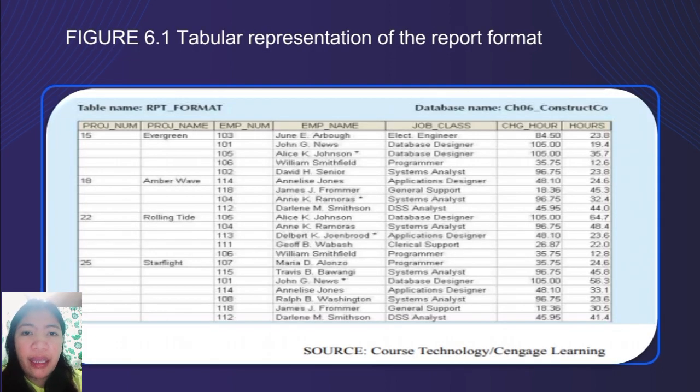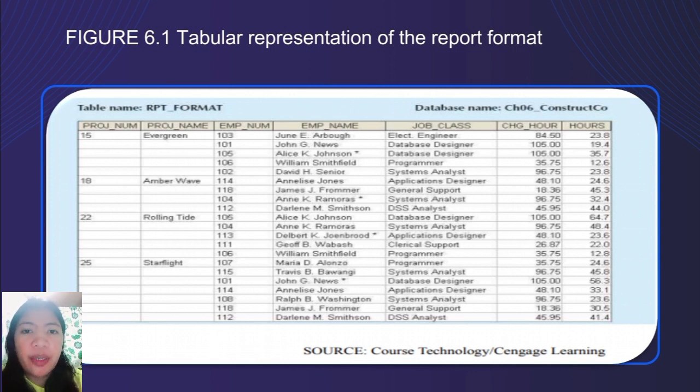So we have a table for figure 6.1, a tabular representation of the report format. The table in this image is a tabular representation of a report format. As indicated by the title above the table, it contains the columns for project number, project name, employee number, employee name, job class, charge per hour, and hours. The table shows the following information.